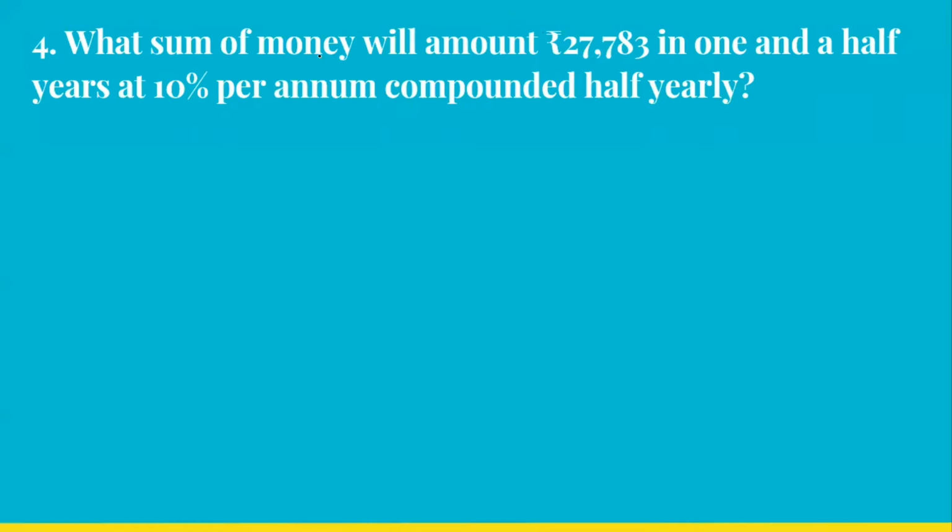Question number 4. What sum of money will amount to rupees 27,783 in 1.5 years at 10% per annum compounded half yearly? So the amount is given as rupees 27,783. The rate of interest is 10% per annum compounded half yearly. The period here is 1.5 years. So n is equal to 1.5 years, that is 3 by 2 years. Okay. And it is being compounded half yearly.